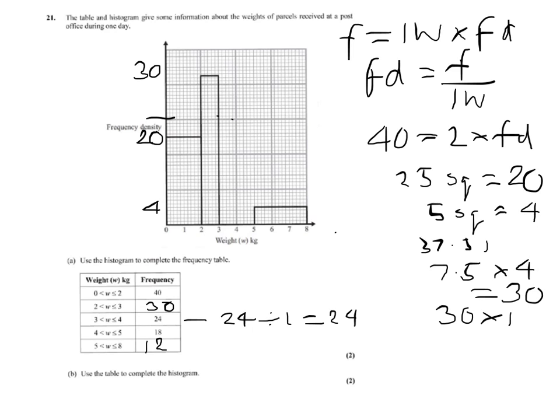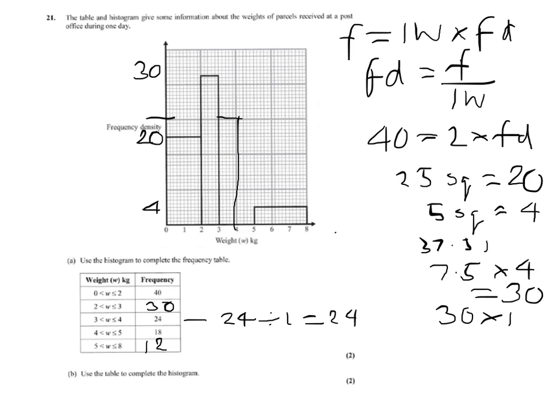So we come across slightly too high on that one. We'll just rub that out. It should actually be a little bit lower, so we can get this one a little bit better. That's our first one, and then we need to do the 4 to 5, 18.